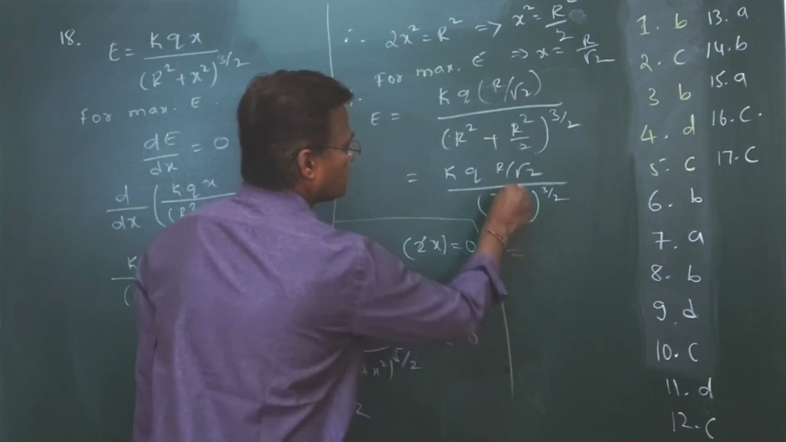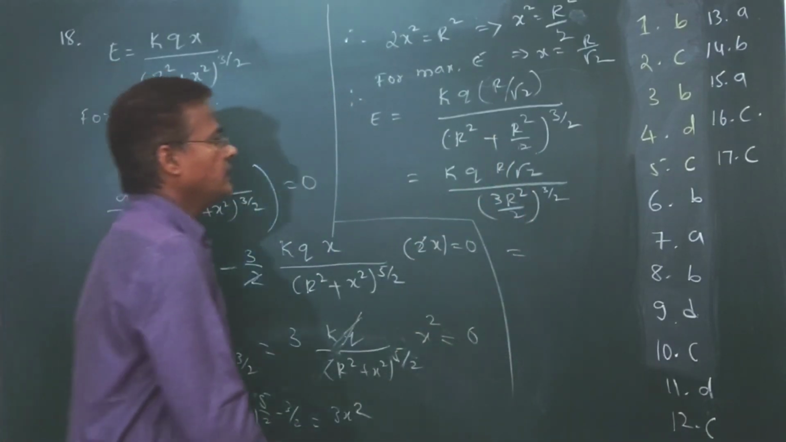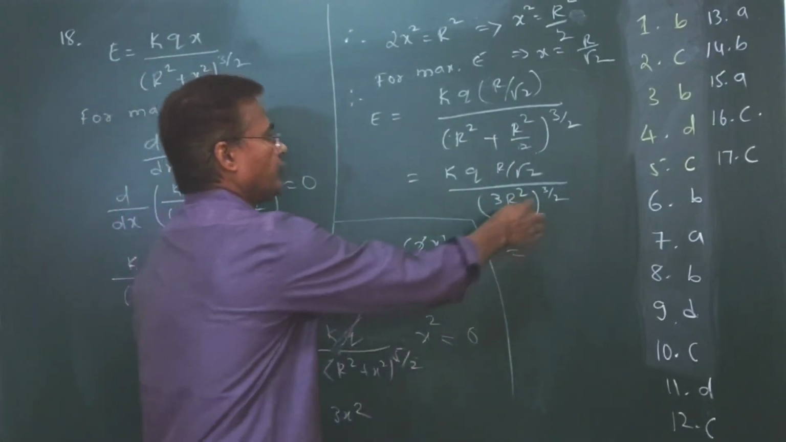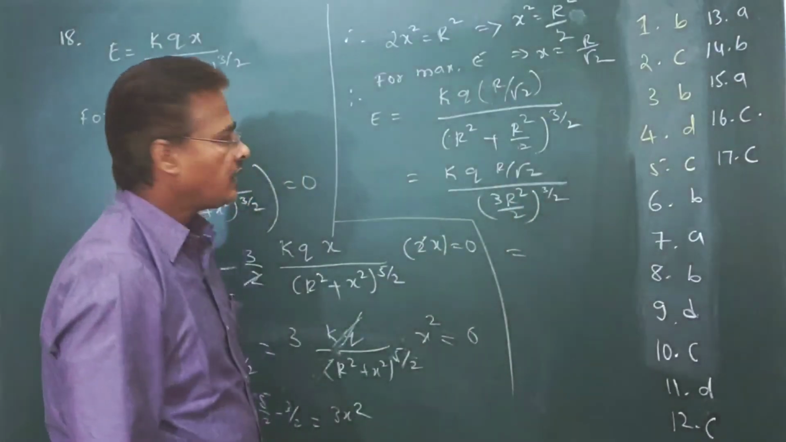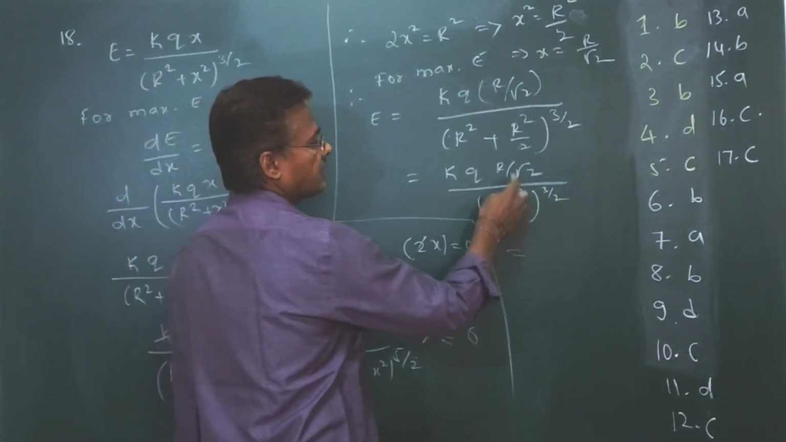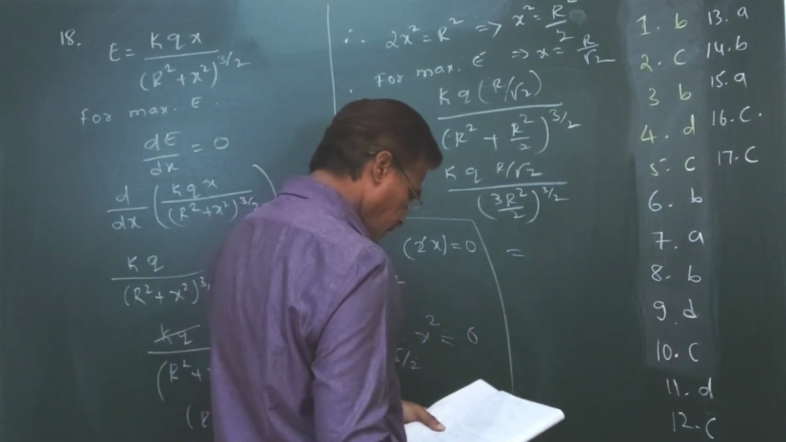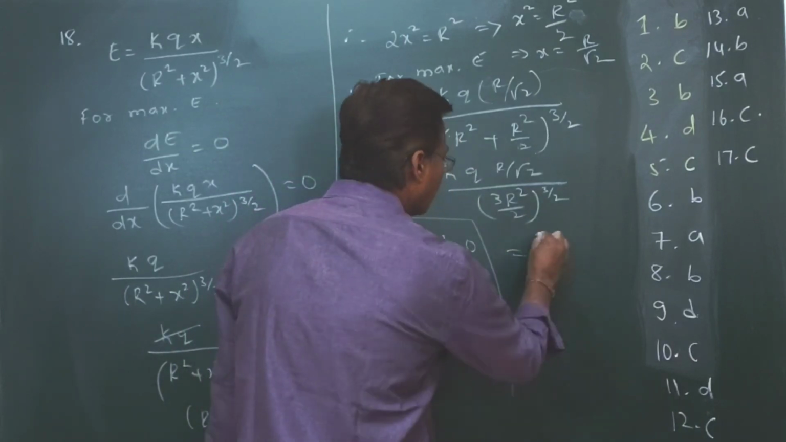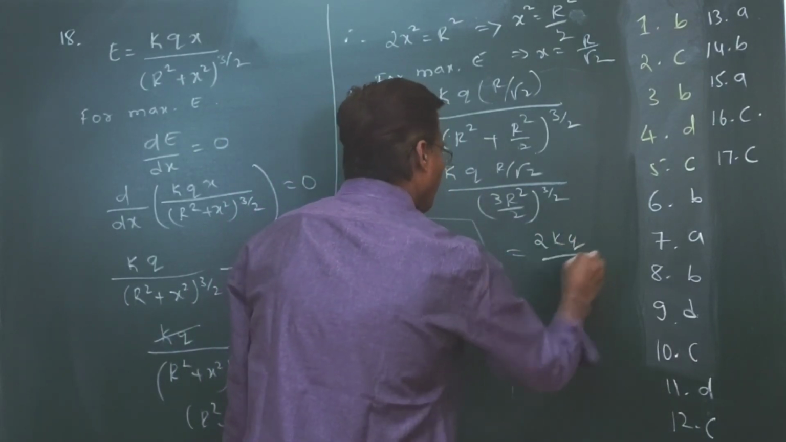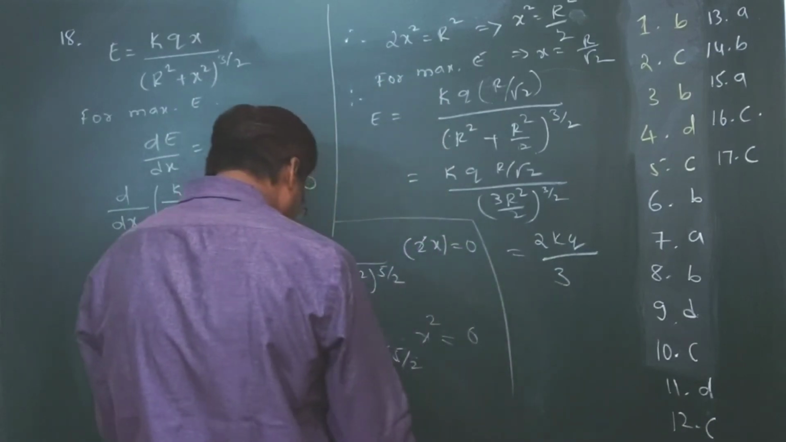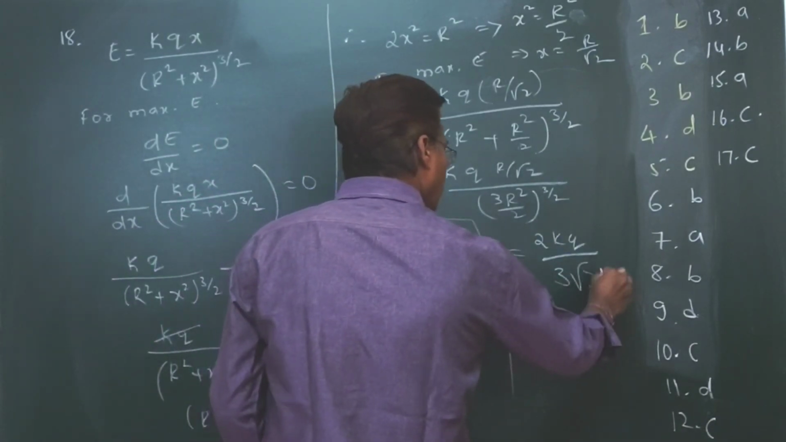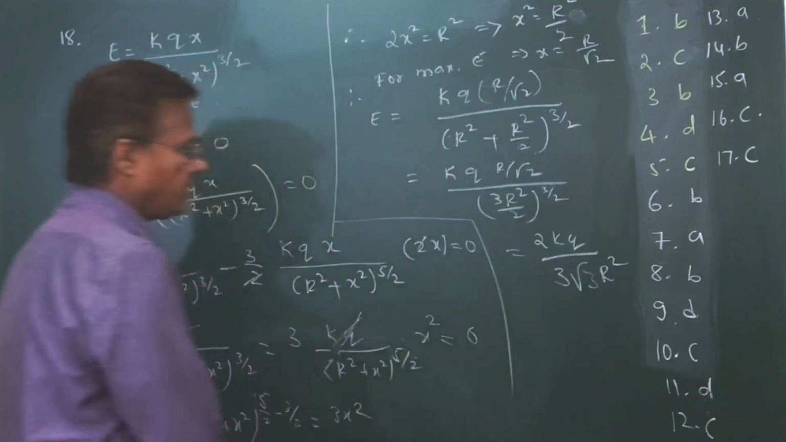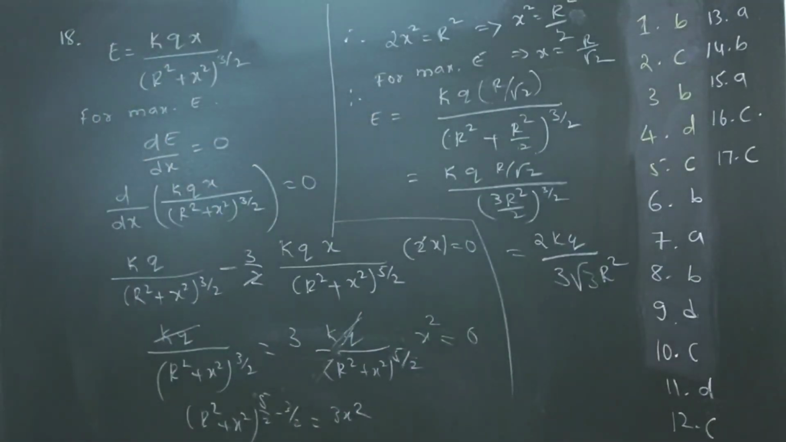After simplification, the cube root part gives R square, so R cancels. Ultimately we are getting 2KQ divided by 3 root 3 R square. That is the answer we are getting.